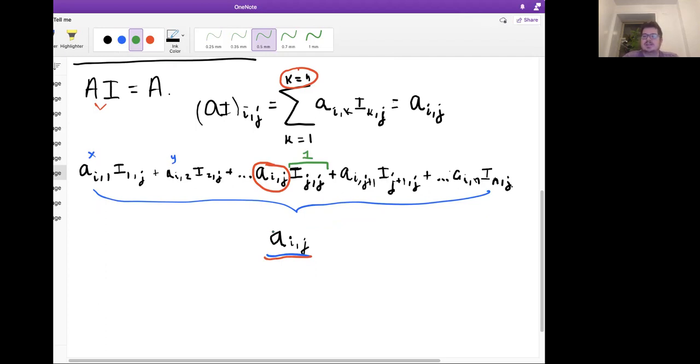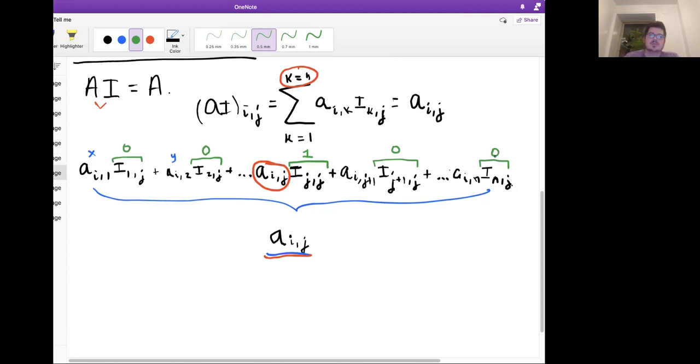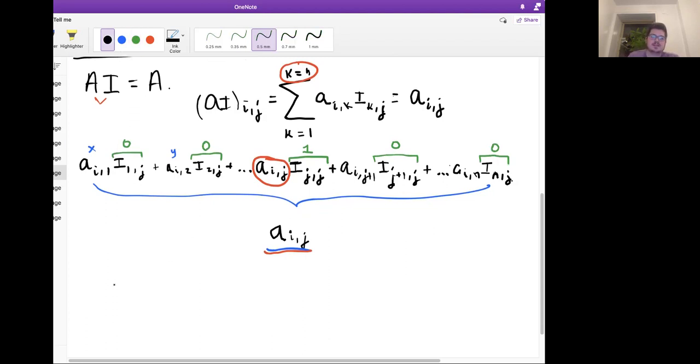So what else would be really nice? If that was a 1, and I want this whole thing to sum up to just Aij, what do you think the other entries you would want to be? Yeah, you'd want them to be 0. What happens if these are 0? Yeah, what happens? Only Aij is left. And that works. So let's make that our identity.